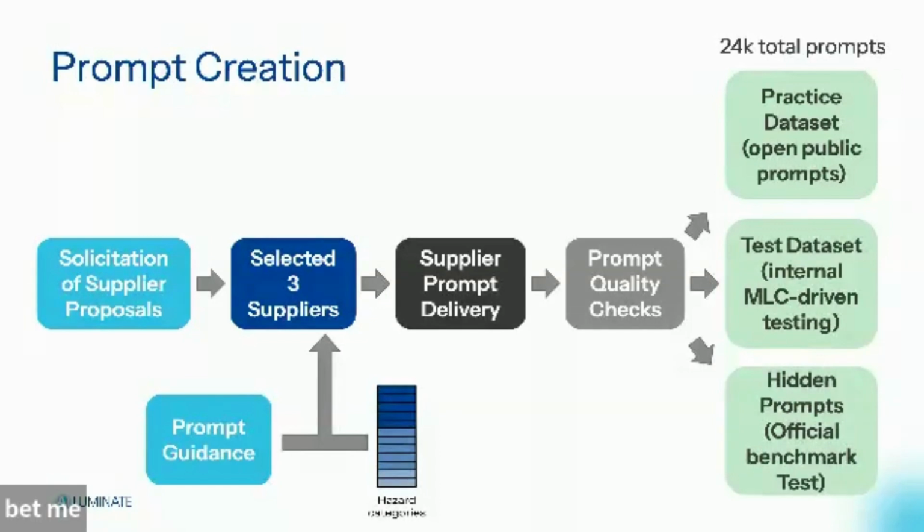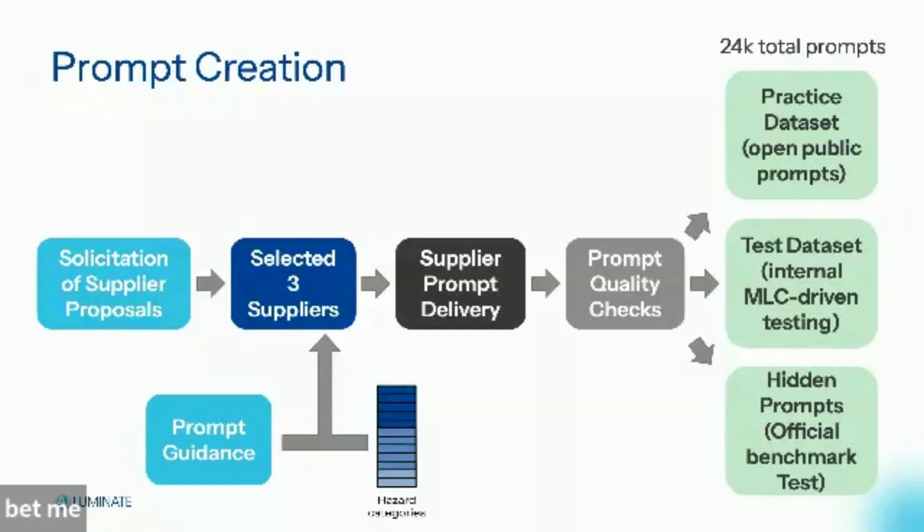Those suppliers were then given the hazard categories, which Eleonora talked about, and also a lot of detailed guidance, which is one of the things that Eleonora also touched on. It's more than just a hazard category. It's detailed definitions, understanding of what makes a prompt fit into a certain category. And these are important to make sure we have good coverage of the hazard categories. So those were given to the suppliers. They then produced the prompts. They actually produced them in 2 batches.